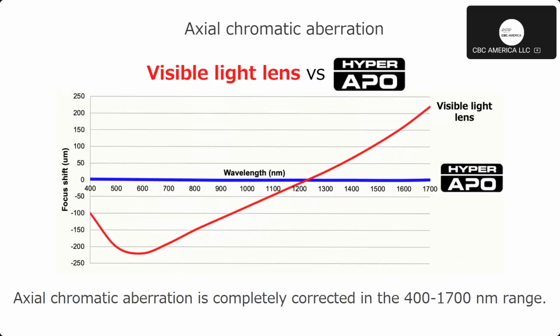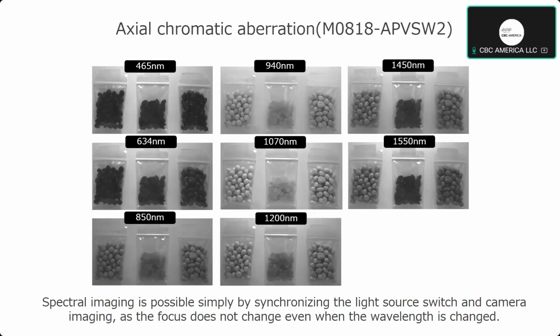The axial chromatic aberration is completely corrected in the 400 to 1700 nanometer range with the Hyper APO series. Now, because of this, spectral imaging is possible simply by synchronizing the light source switch and the camera imaging, as the focus does not change, even when the wavelength is changed.